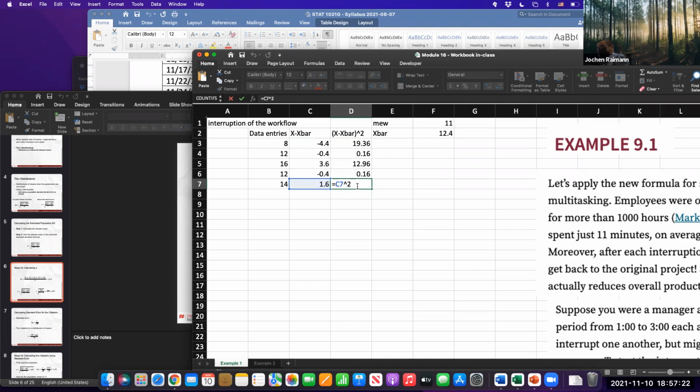that cell. Yes. How did you get the x minus x bar again? The which one? X minus x bar? X minus x bar is B7 or anything in the B column, minus F2, locked with the dollar sign. Yeah.